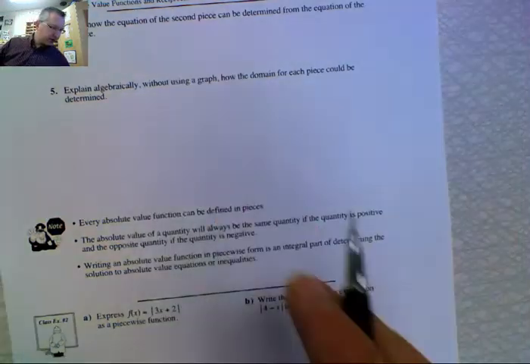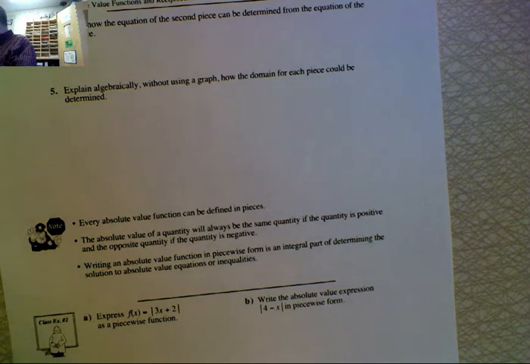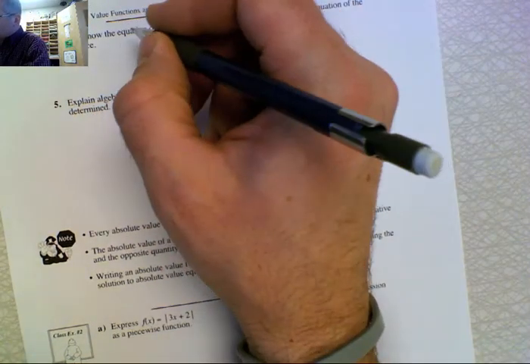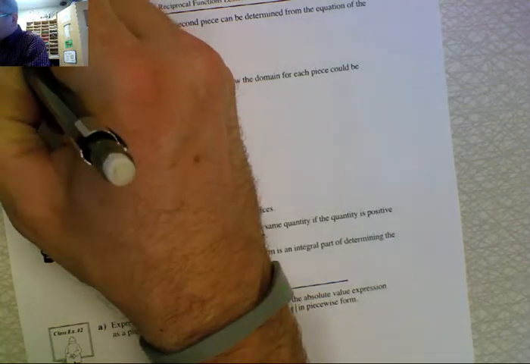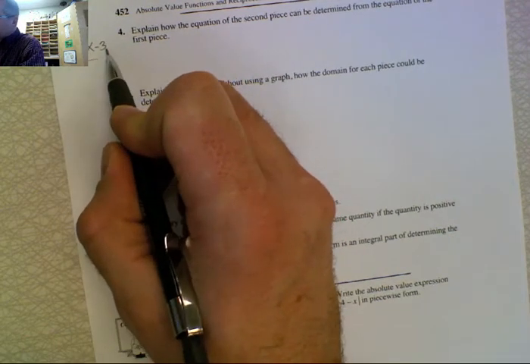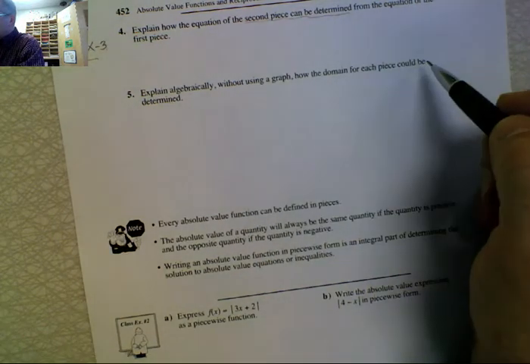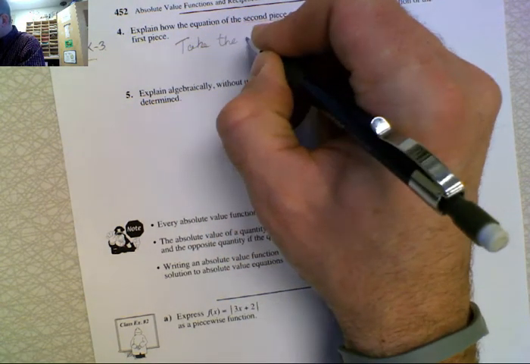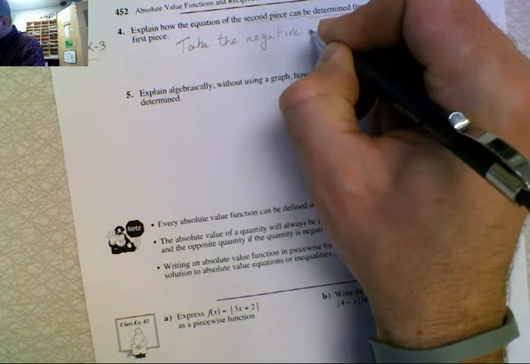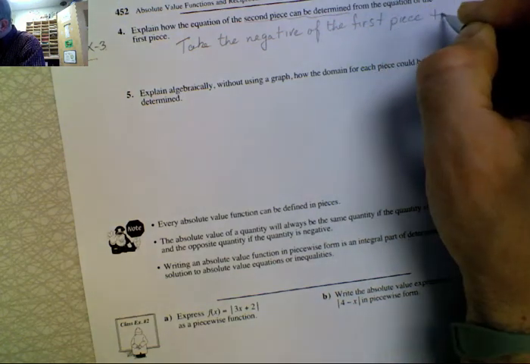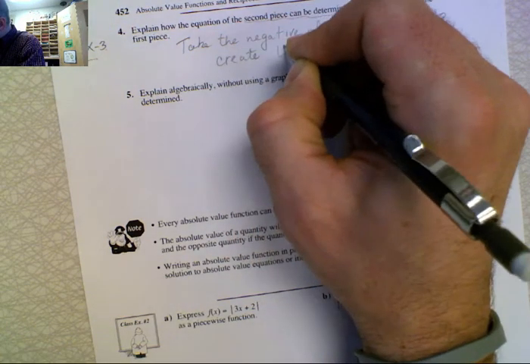So on the next page, it asks us to explain how the equation of the second piece is determined from the equation of the first piece. So basically what they're saying is, if I have something like y equals x minus 3, how do I use this equation to get the equation of the second piece? Well, basically what you do is you take the negative of the first piece to create the second piece.